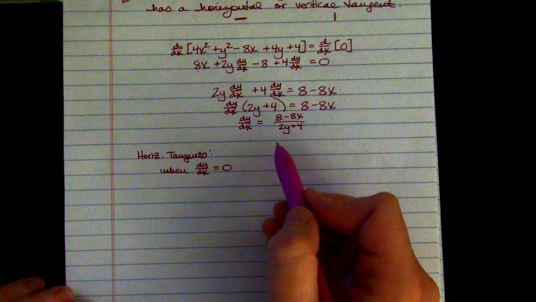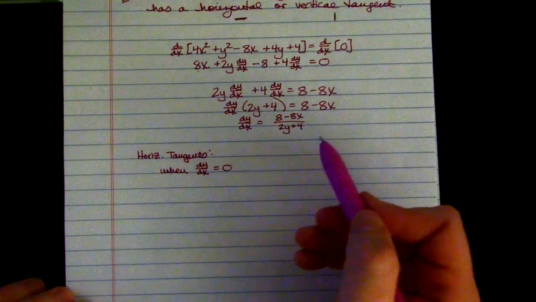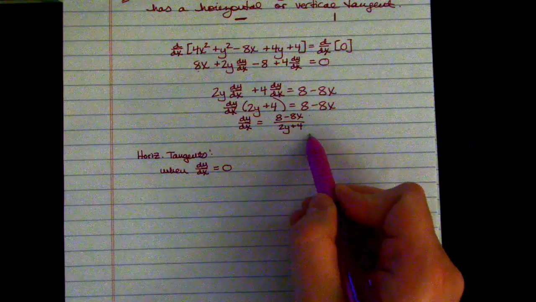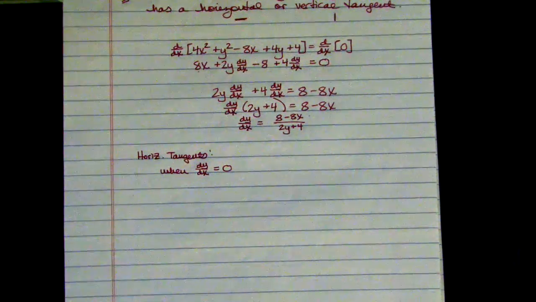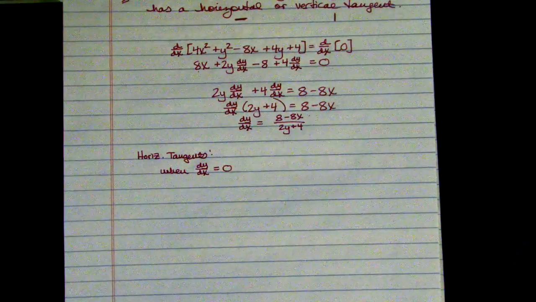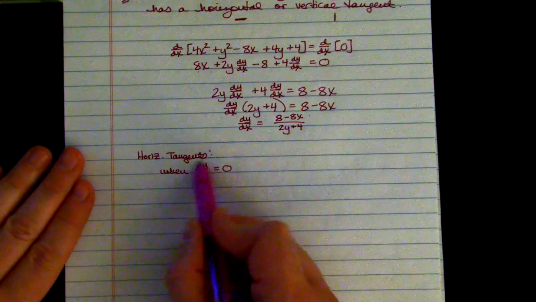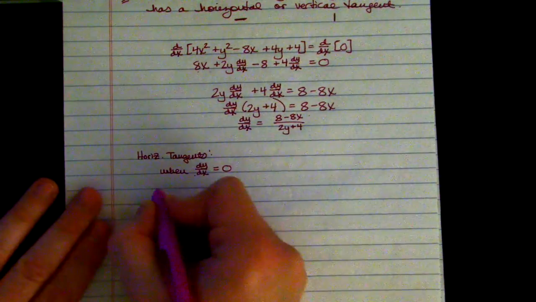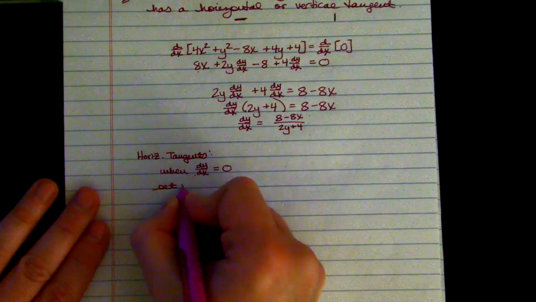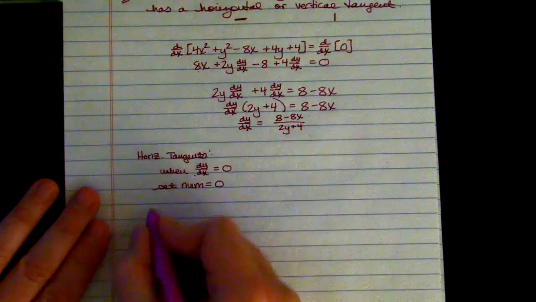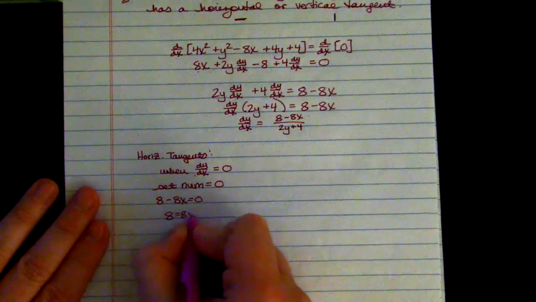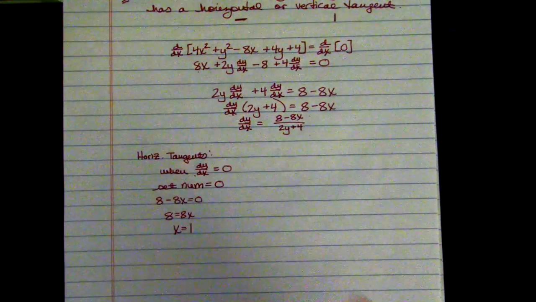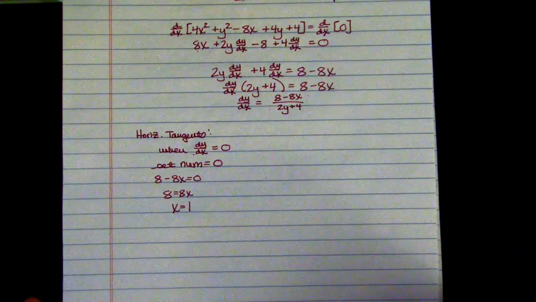If a fraction equals 0, what part must equal 0? The numerator, the denominator, or both? Well, if both equal 0, it's undefined, and that's not going to help us get anywhere. That means factor and cancel, all that stuff. But if our derivative is 0, that means the numerator has to equal 0. So I'm going to set the numerator equal to 0. I'm going to get 8 minus 8x equals 0. 8 equals 8x. x equals 1. When x is 1, I'm going to have some horizontal tangents.